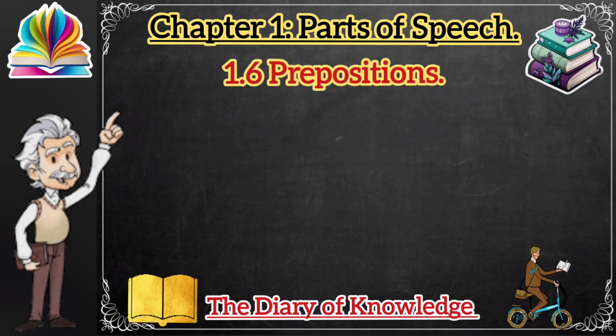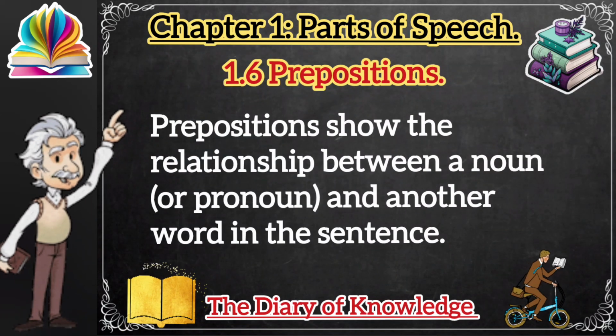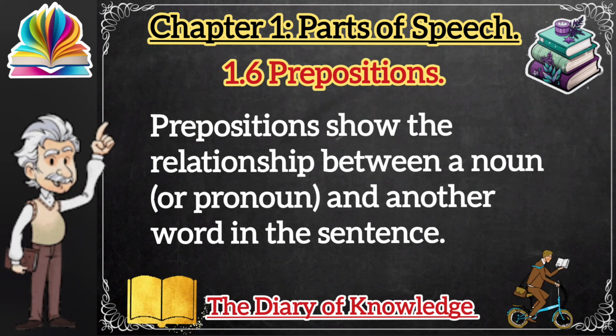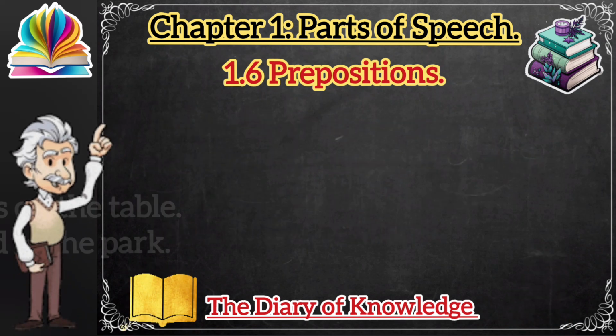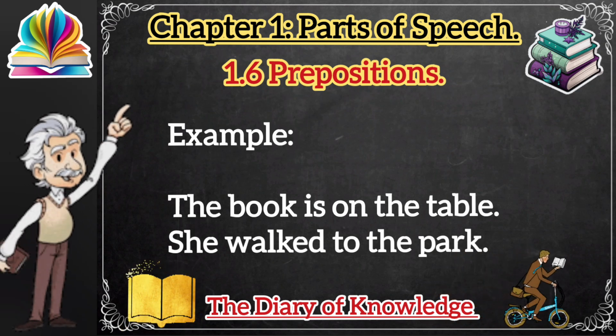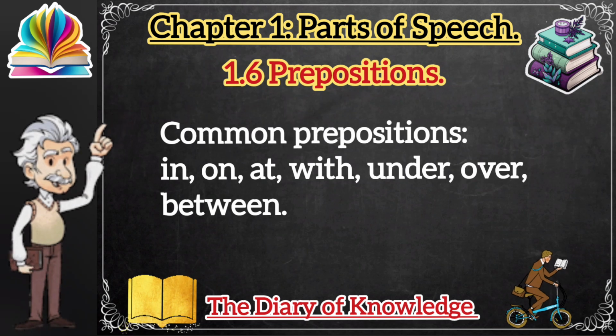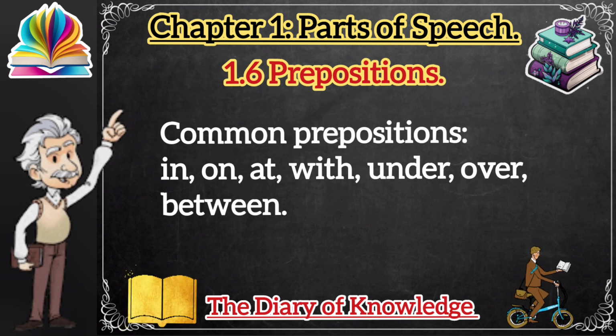1.6 Prepositions. Prepositions show the relationship between a noun or pronoun and another word in the sentence. Example: the book is on the table. She walked to the park. Common prepositions: in, on, at, with, under, over, between.